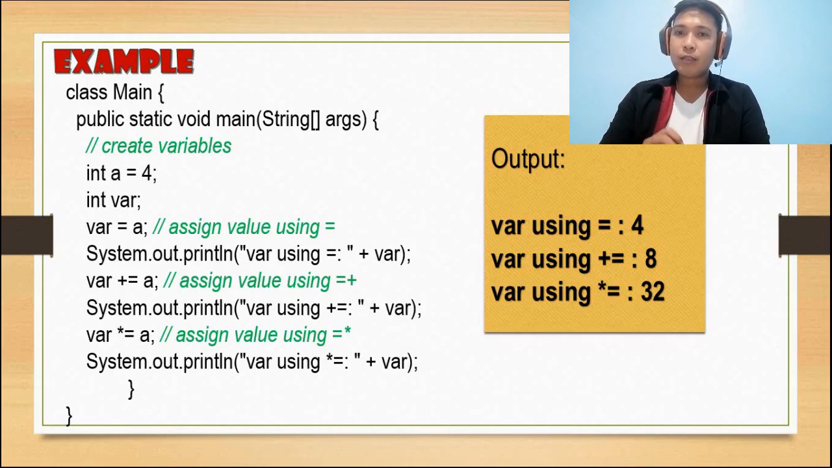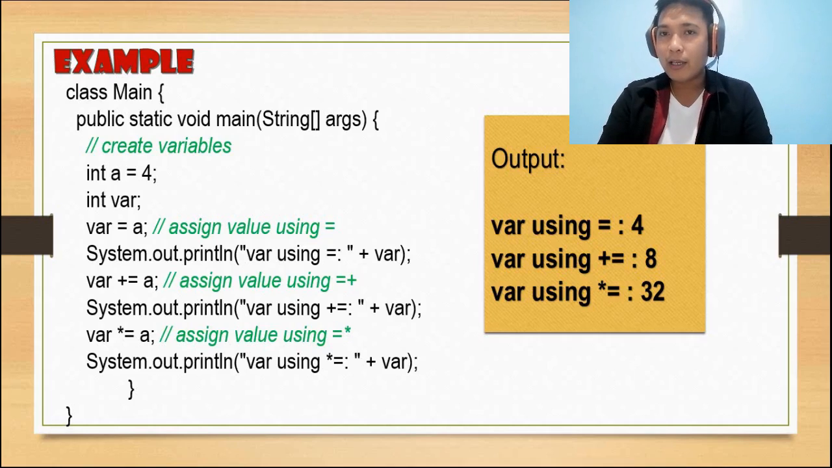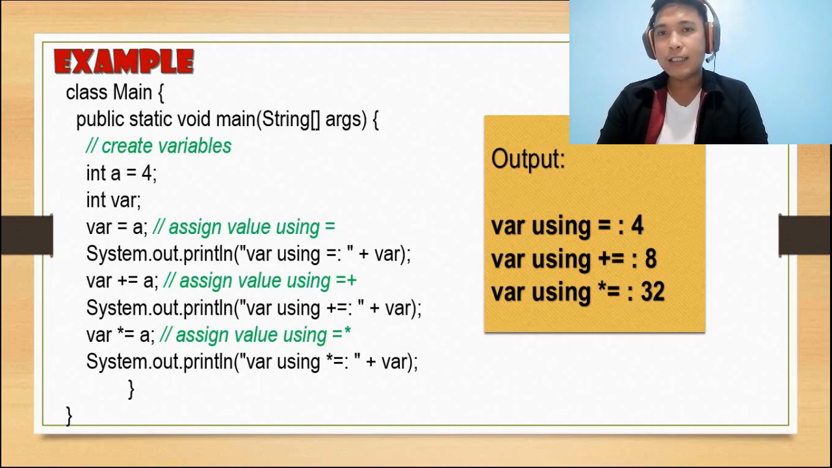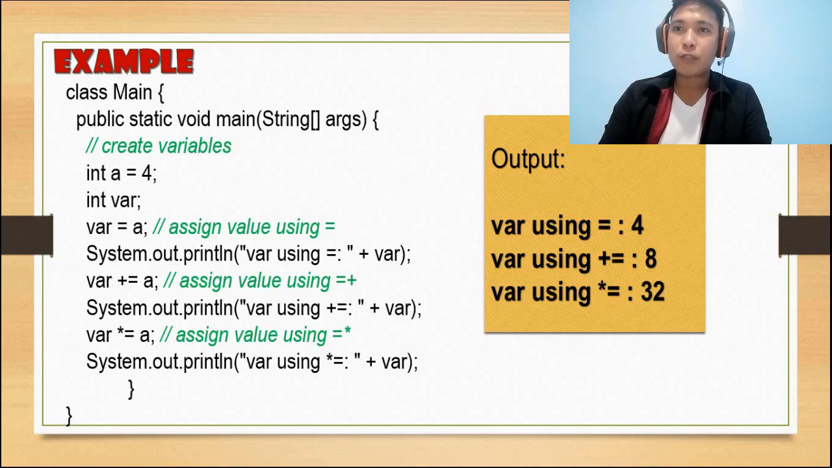Next is var plus equals a. This is equivalent to variable is equals to variable plus a, just like in our table earlier. So meaning, we are trying to add 4 plus 4, because the value of var is already 4, then we add a, which is another 4. So the output is 8.